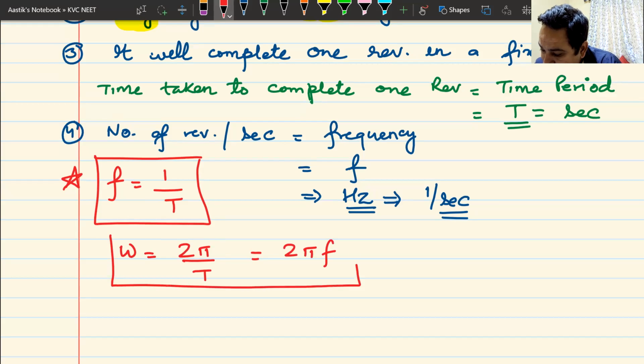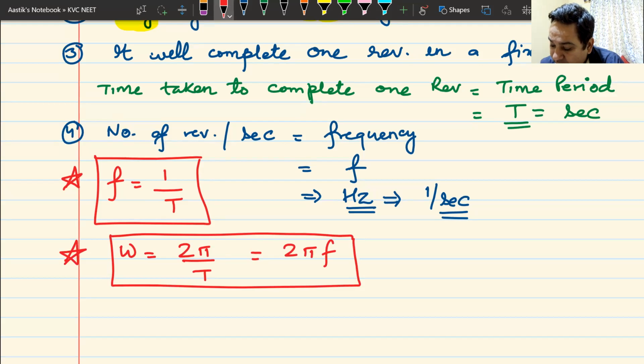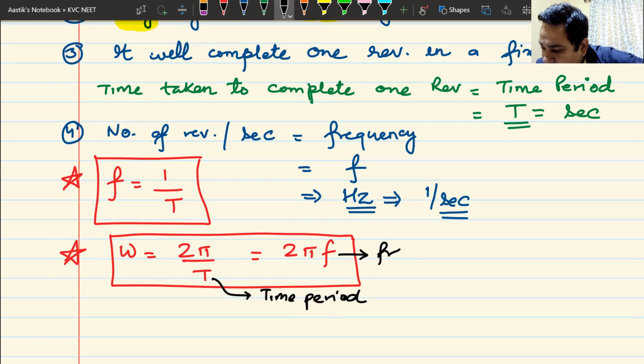Now, this is the complete analysis of your uniform circular motion. These two formulae, or one formula, or whatever you call it, will give you a complete analysis of uniform circular motion. Here you must understand that your T stands for your time period, your F stands for your frequency, and your omega stands for angular velocity.